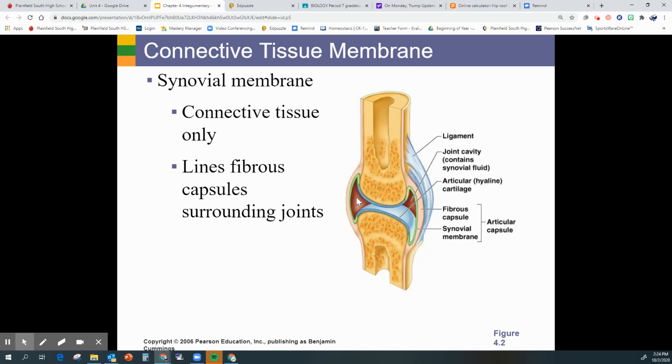So that space is then filled with synovial fluid. Your knee is a pretty good example of this, your elbow, your shoulder, all of those are synovial membrane joints. They are lined like this. You can get an infection in this. If you've ever heard of somebody that had to have fluid drained off their knee, sometimes they will go in and drain that fluid out of the knee. We don't do that quite as much as what we used to, but they still will do that.